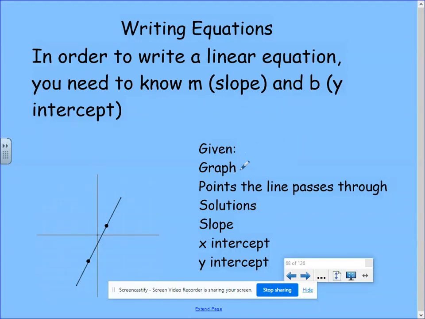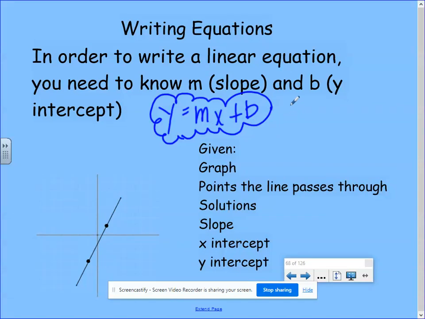We're going to be given graphs or points that the line passes through, or solutions to the equation, or the slope, or the x, or the y-intercept. And the name of the game is going to be write the equation in y equals mx plus b form, which is the slope-intercept form of an equation. So here's our game. This is the goal of the game. We win the game when we're able to write the equation in y equals mx plus b form.